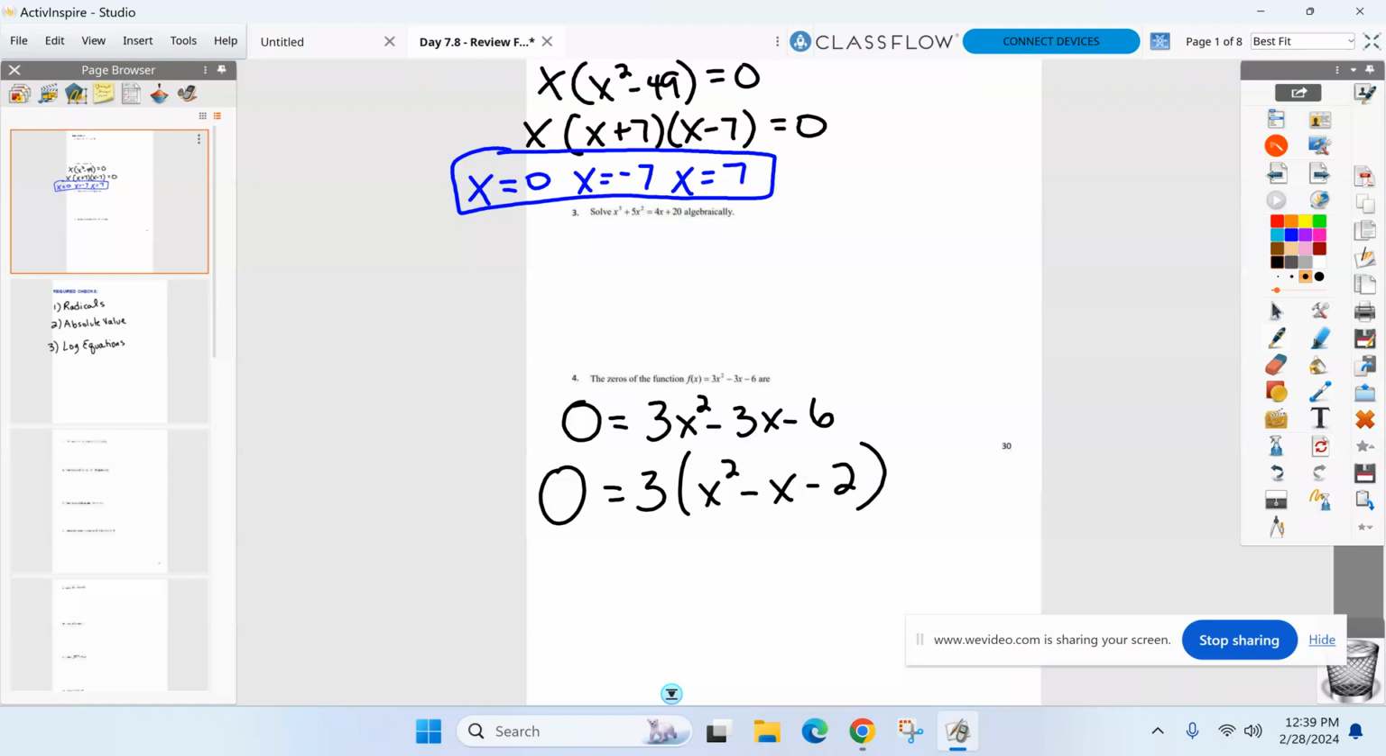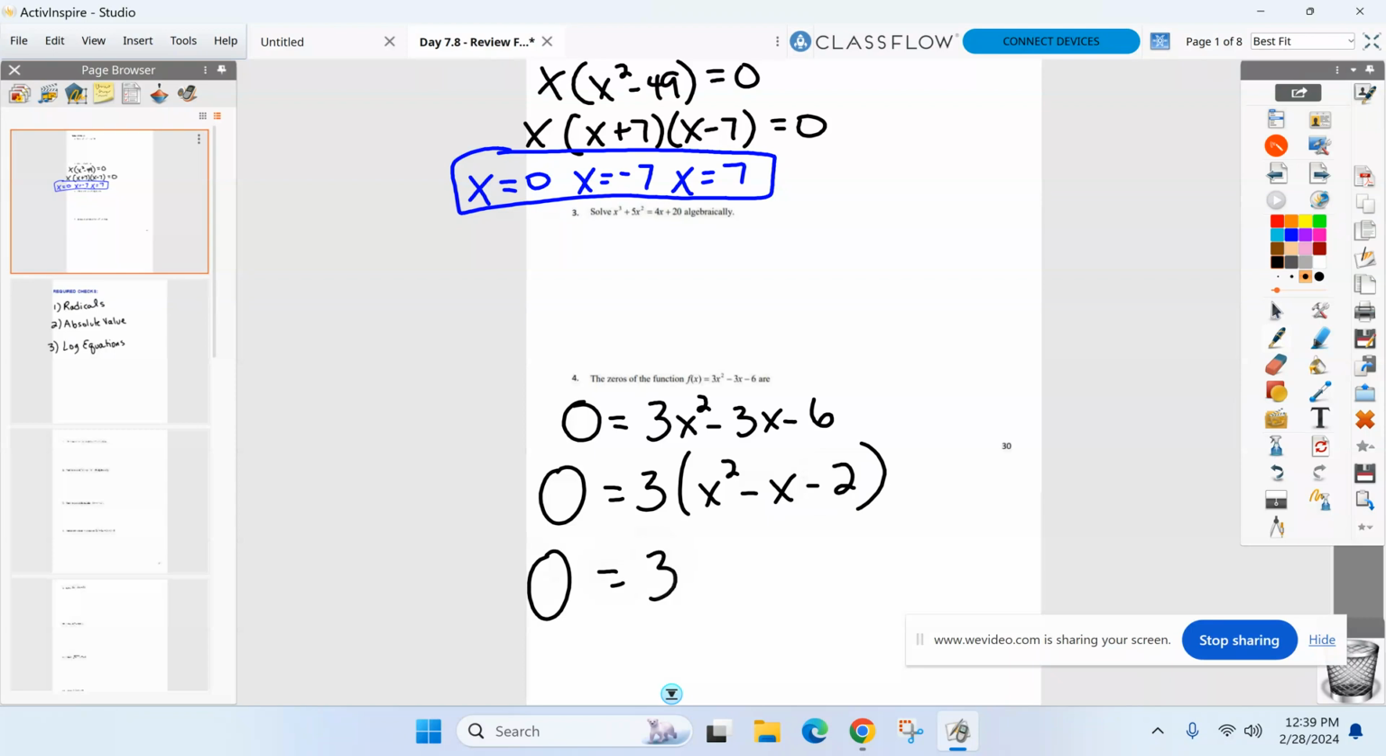Good. Now, this is what I was just talking about in Harper's example. Notice we took out a 3. I'm not setting that equal to 0 at the end, because 3 doesn't equal 0. So don't worry about setting the GCF. Plus, I know I should have 2 answers at the end. Highest exponent's 2. Keep going, Marnie.